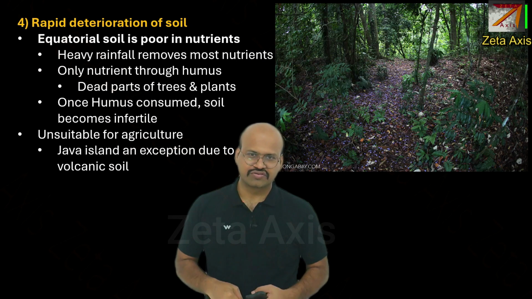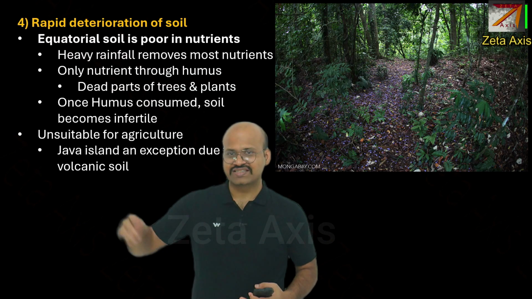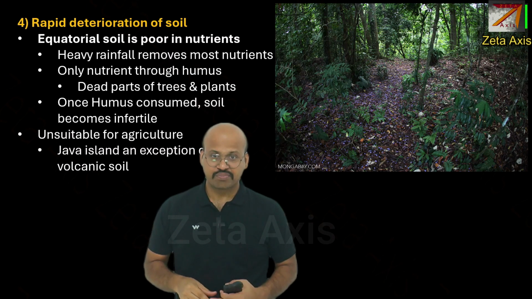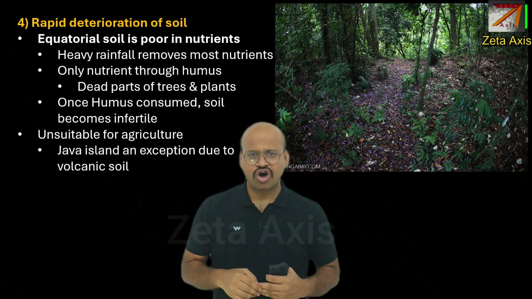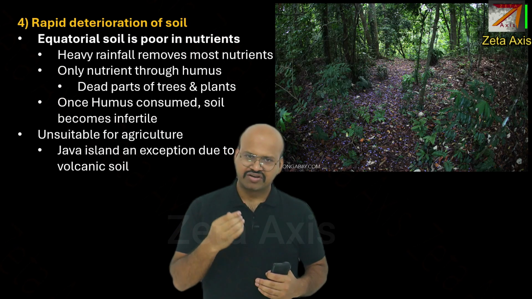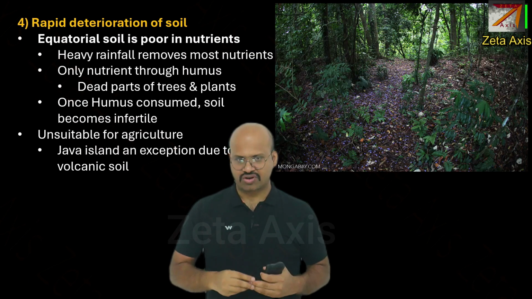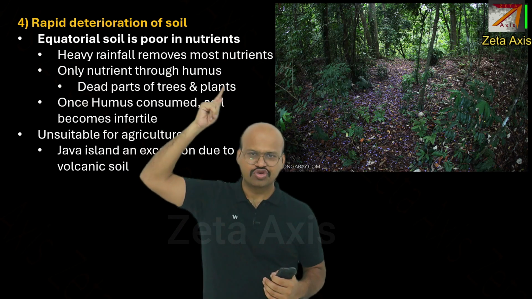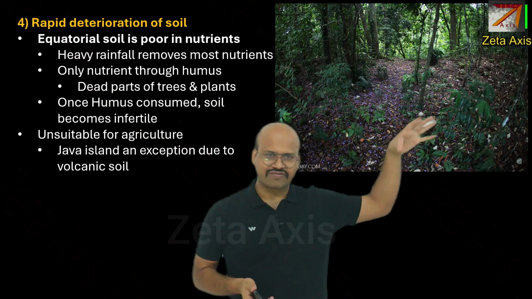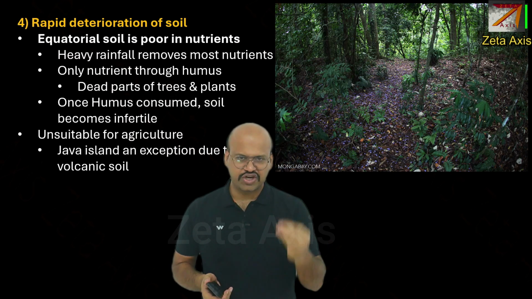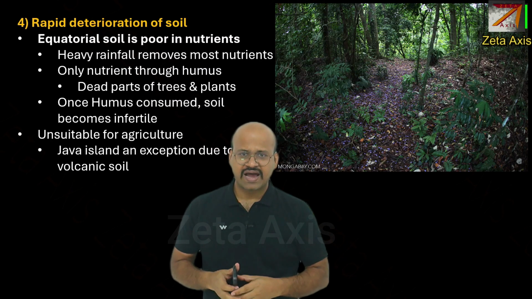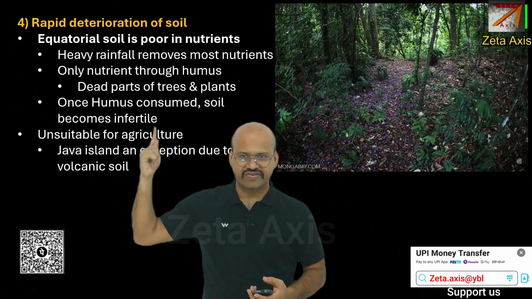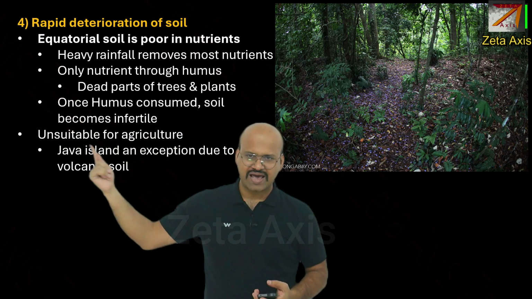Then another cause which affects the development of the equatorial region is rapid deterioration of soil. The equatorial soil is poor in nutrients because there is so much rainfall that all the nutrients which can dissolve in water are removed away. The soil is heavily leached. So the heavy rainfall removes most nutrients. The only nutrients come from humus. Humus is the fallen parts of the trees and plants. So these are the only nutritious things in this soil, and these are easily depleted. Once the humus is consumed, the soil becomes infertile. Therefore, it is unsuitable for agriculture.